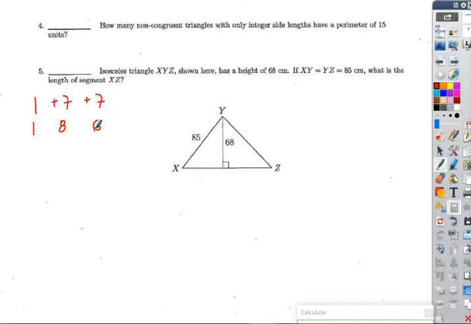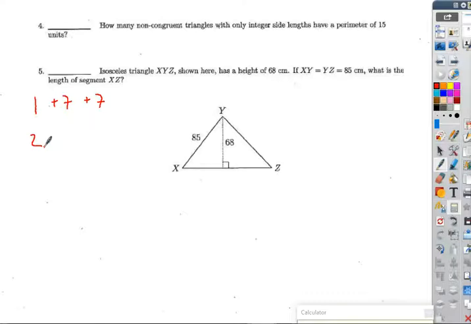So any two side lengths have to be greater than the third. 1 plus 6 is 7. That's not greater than 8. So we know that one doesn't work, right? So we're just going to make this list and guess and check. So 1, 7, 7 is the only one that would work with a side length of 1.